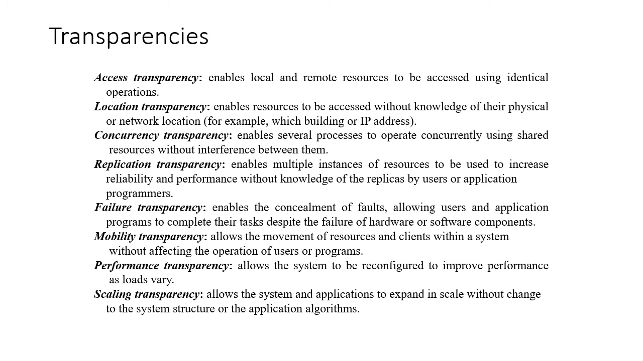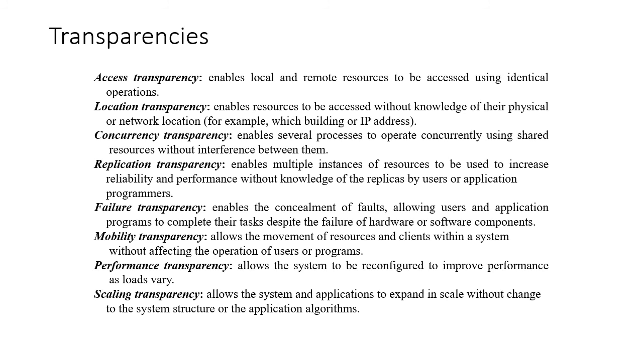Failure transparency. Actually, in a distributed system, failures do happen, but the program should complete despite failures of hardware or software components. So the user should not get information on whether, while running a process, he may have faced a failure or not.